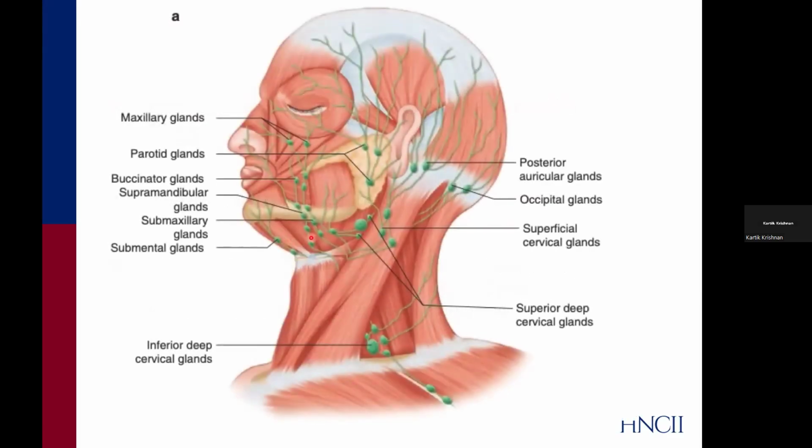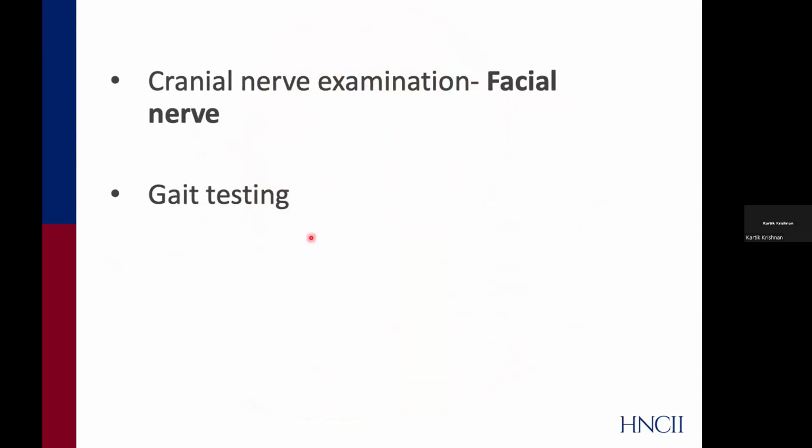As I said, when the tumor is located in the anterior half of the EAC, it will go into the parotid or the periparotid nodes. Inferiorly, it can go to your upper deep cervical nodes in level 2 and level 3. And when it is posteriorly located, it will go into your postauricular or occipital nodes.